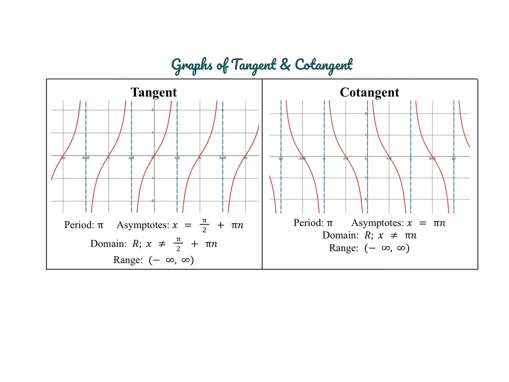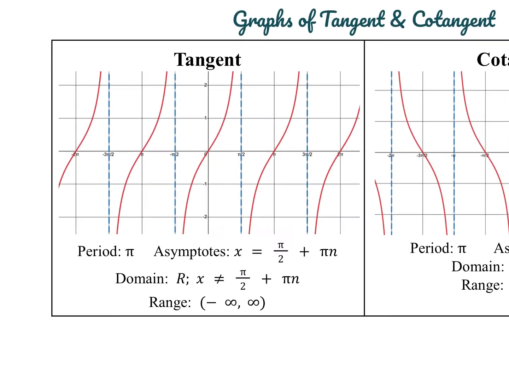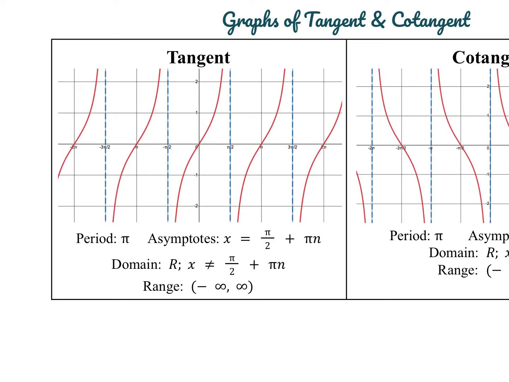Now for tangent and cotangent, let's start with tangent. If you take some points from around the unit circle and plot them, you end up with a graph that looks like this. Tangent has a vertical asymptote every pi units. Notice that the period of tangent is just pi, not 2 pi like our previous graphs, because tangent doesn't take as long to start repeating itself.